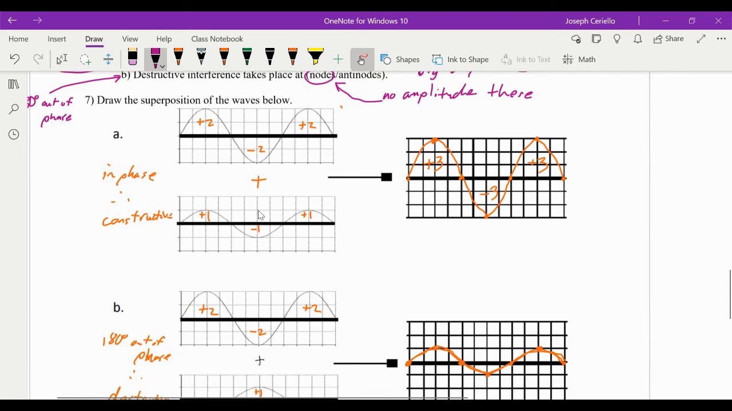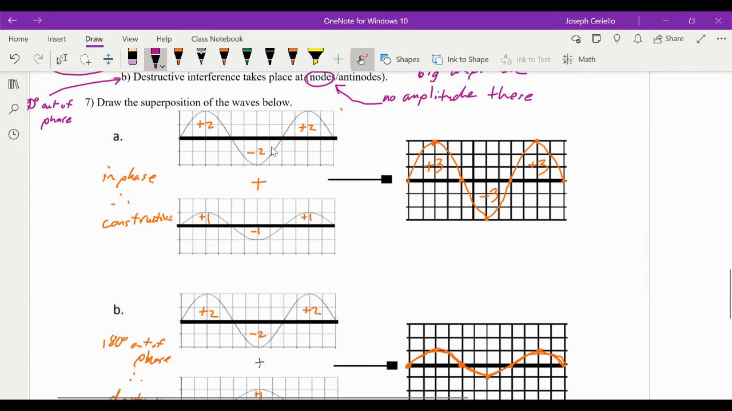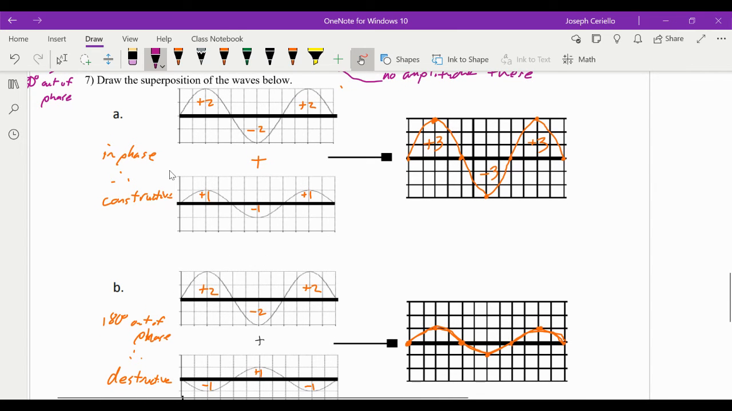So these are just a couple examples of practicing superposition of waves. So for 7a, we'll see this wave here has a +2 and a +1, which make +3. And that's going to be the first crest is +3 tall, and it's 4 boxes wide, just as wide as these were. Then we have -2 and -1, so the next trough is going to be -3. And then +2 and +1, we have +3. So we get a bigger wave because they lined up perfectly in phase.